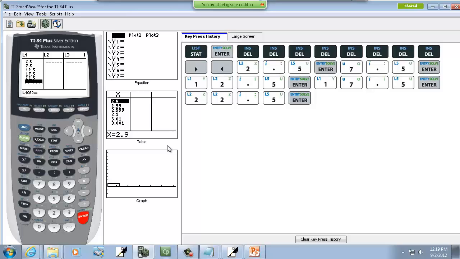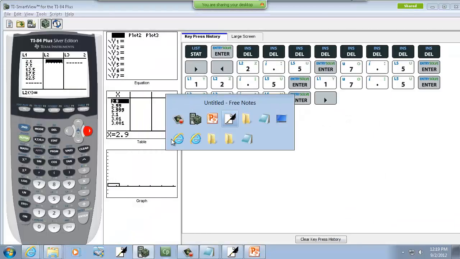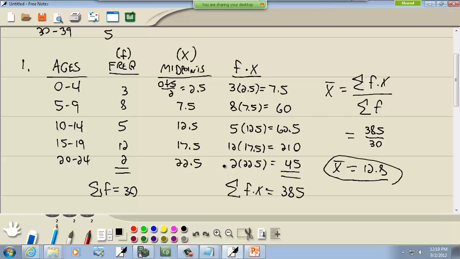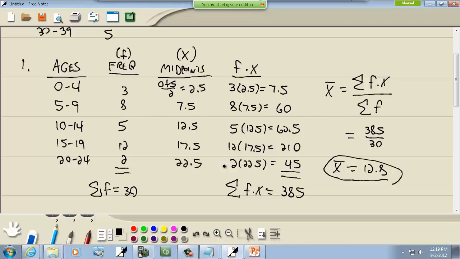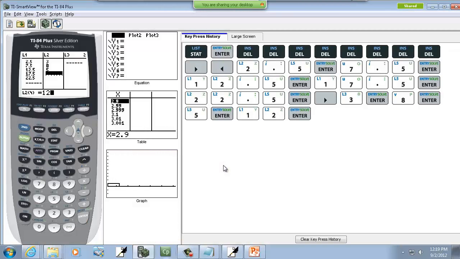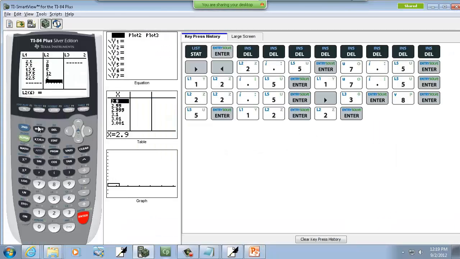Now I'm going to right arrow over to L2, and it says to put frequency in L2. So our frequencies: 385, 12, 2, and 2. Okay, now I didn't put it here, but anytime you're inputting your numbers, you should exit out. So we'll exit out. Let's do second mode.